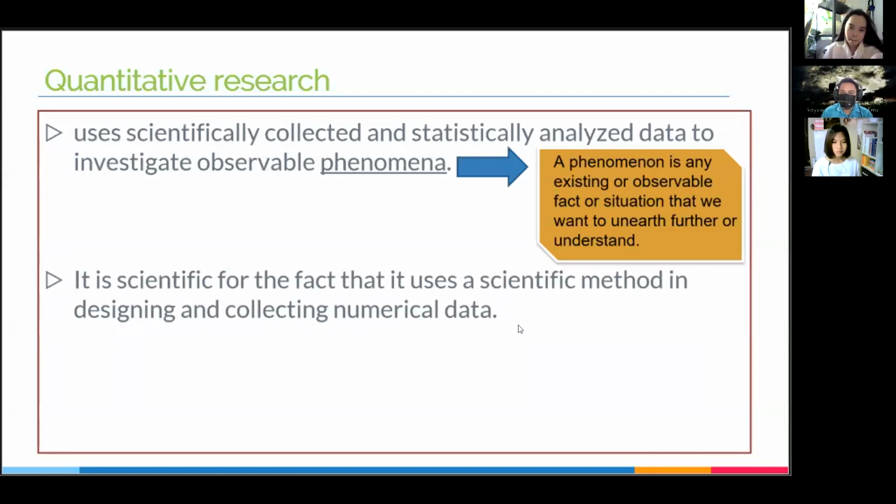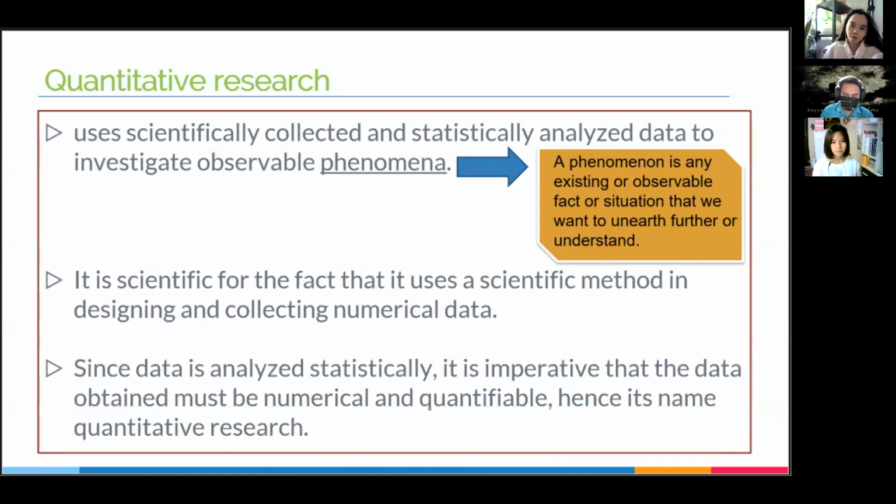Yeah, it is scientific for the fact that it uses a scientific method, no, in designing and collecting numerical data. Kaya siya scientific because all of the data here must be numerical. Okay? Kasi nga kailangan definite yung answer. Kailangan hindi biased. Next, since data is analyzed statistically, it is imperative that the data obtained must be numerical and quantifiable, hence its name quantitative research. So nasabi ko naman na kanina, kaya siya tinawag na quantitative research because it must be quantifiable. Okay? So it must have quantity. Okay? So kaya siya imperative. When you say imperative, it's important, no, or essential, or significant. Okay? So that is quantitative research.